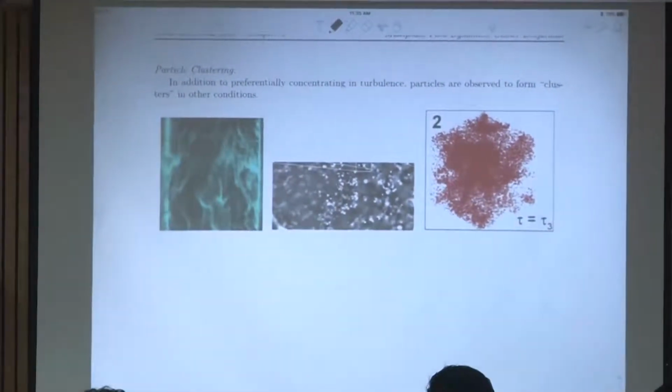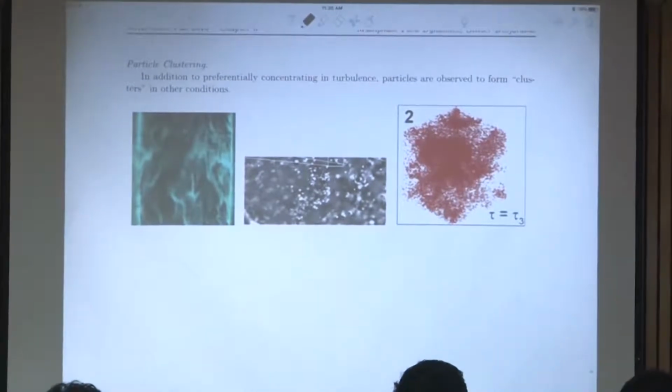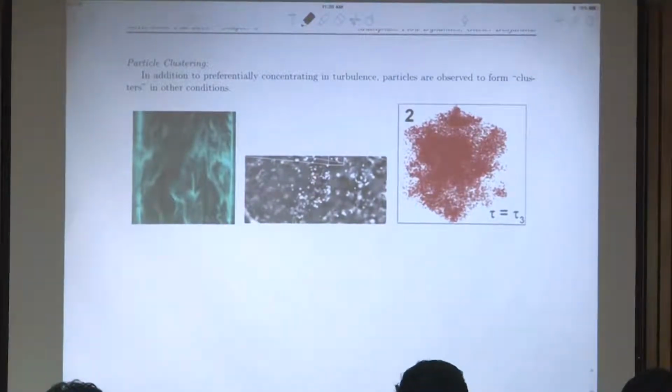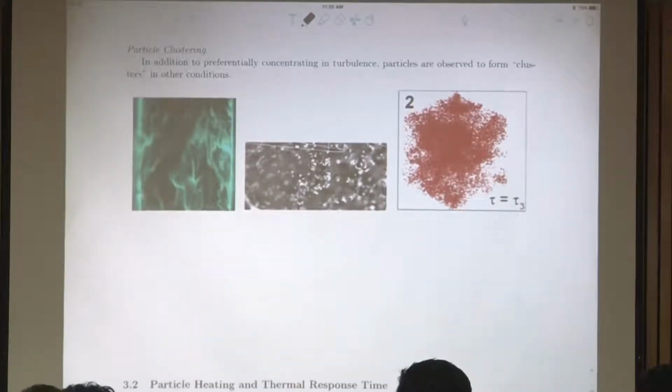Clustering goes well beyond preferential concentration. Inhomogeneity can arise for other reasons. So we'll talk, not tomorrow, maybe the day after tomorrow, about clustering arising just due to flow instabilities. This is an example of that. I think I showed you a video of that on the very first day.